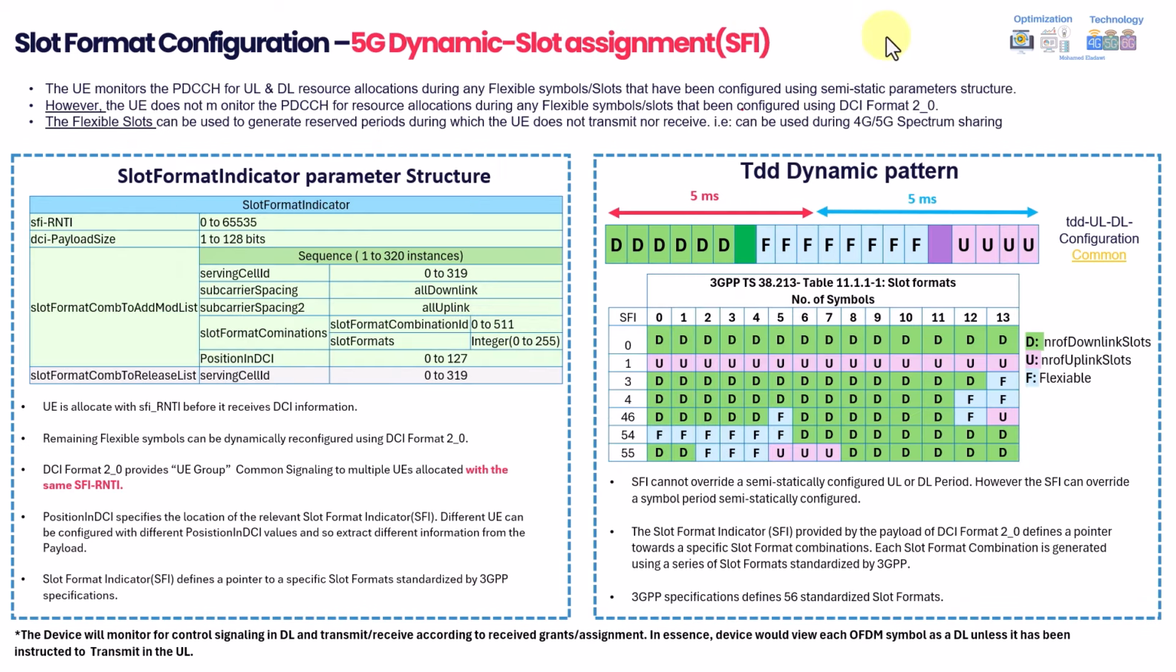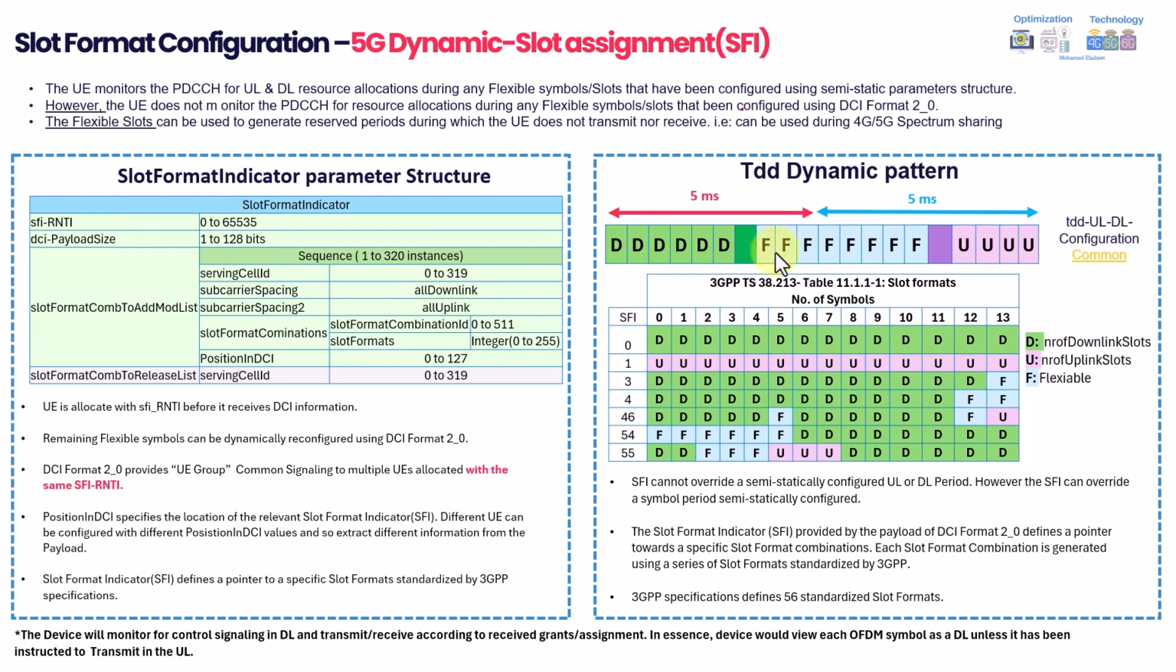So for the dynamic part, as you can see, it's actually working on the remaining flexible slots, which are left over from the semi-static or from the static configuration, whatever flexible slots. But the main advantage of that part is that it can dynamically change the slots. For example, it can change a slot, let's say it has 14 symbols. Sometimes it can make it all downlink or all uplink or partial downlink and uplink.